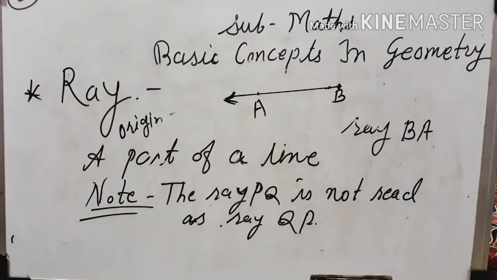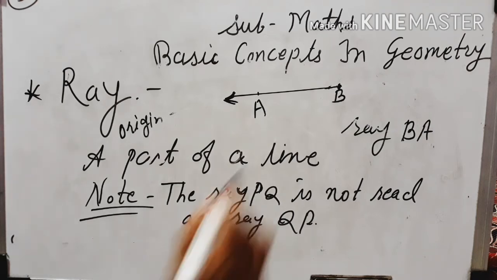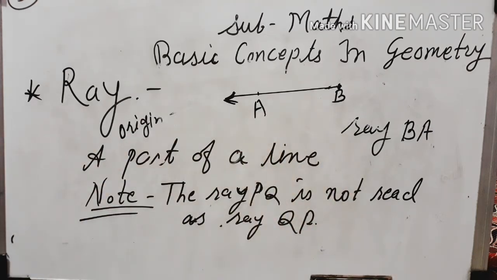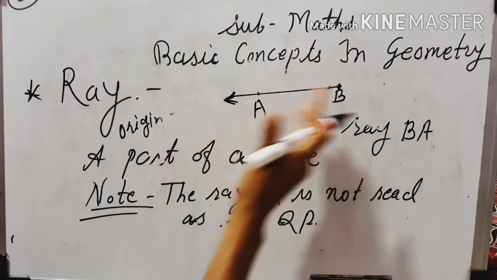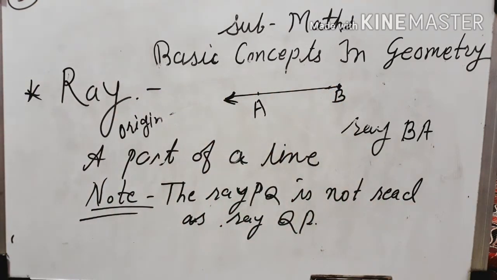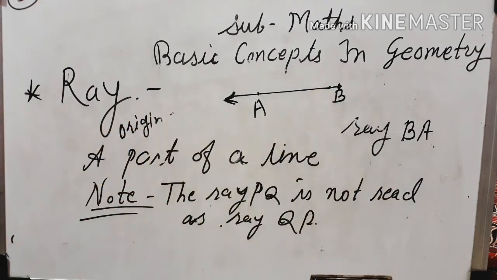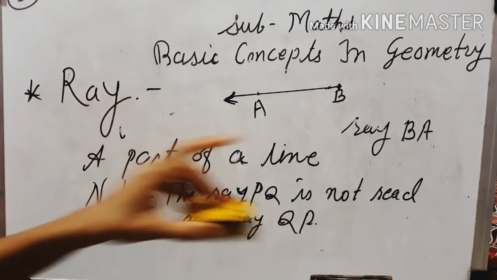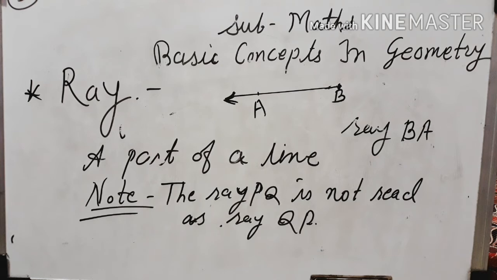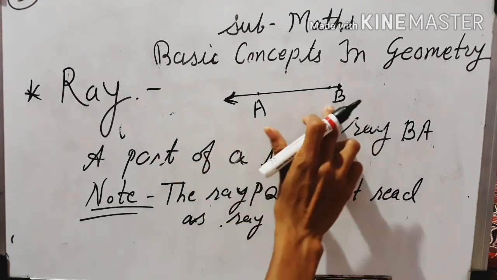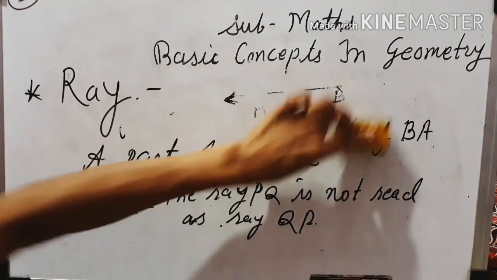Remember, again I will repeat this. A ray is a part of light. It starts at one point and goes forward continuously in the same direction. The starting point of a ray is called its origin. So here in the figure, V is the origin. And here an arrowhead is drawn. It shows that the ray is infinite in that direction. And the figure can be read as ray VA. So this is all about the ray.